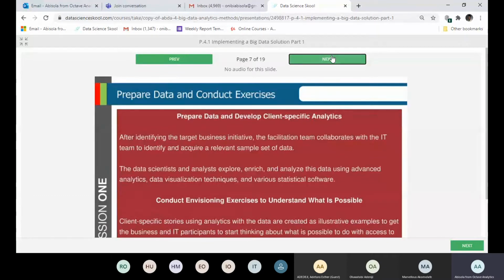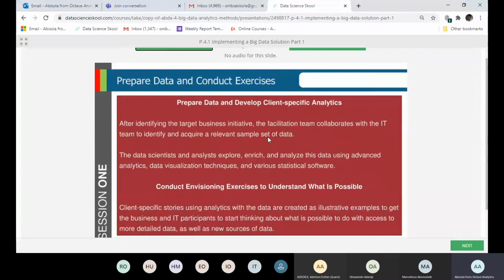And then the second process is analyze. So analyze is what they call prepare data and conduct exercises here. So this is the part where you acquire and analyze your data. That is what it is called in the textbook, but here it is prepare data and conduct exercises, which is still very similar, which is still the same thing. So prepare data and develop client-specific analytics. So after identifying the target business initiative, the facilitation team collaborates with the IT team to identify and acquire a relevant sample set of data.